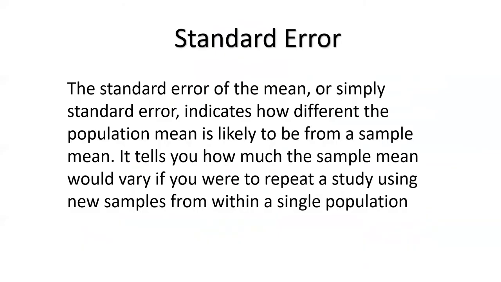Now we have standard error. The standard error of the mean, or simply standard error, indicates how different the population mean is likely to be from the sample mean. It tells how the population mean is likely to differ from the sample mean. The difference between the sample and the population mean is called standard error.